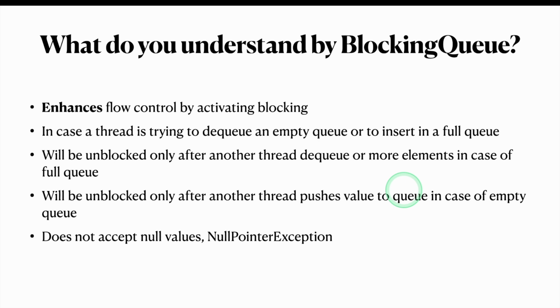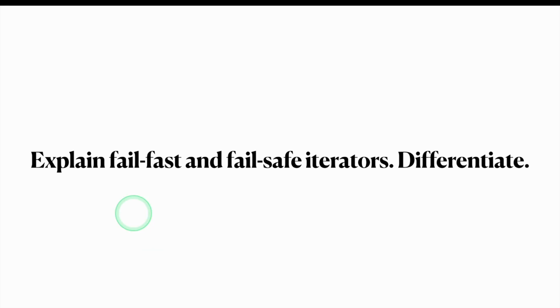So it makes sure the empty queue is not dequeued, and that an element is not removed from the empty queue, and it will make sure no other element is added if the queue's capacity is reached. It does not accept null values. Null pointer exception will be thrown when you try to insert null values. Okay. Explain fail fast and fail safe iterators.